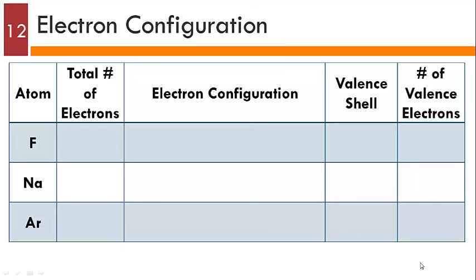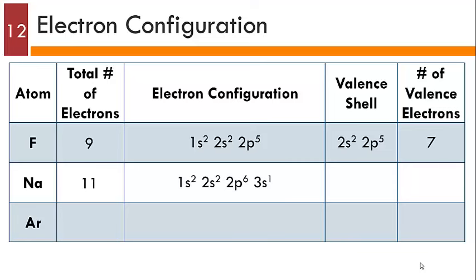Now we have a table with electron configuration. So the fluorine atom has a total of 9 electrons. 2 are in the first energy level, and the second energy level, which is split up into s and p orbitals, has a total of 7 electrons. So that second energy level was my highest energy level, so that's the valence shell. Sodium has 11 electrons, so it goes into the 3s orbital, making 3s1 my valence shell, and I have 1 valence electron.